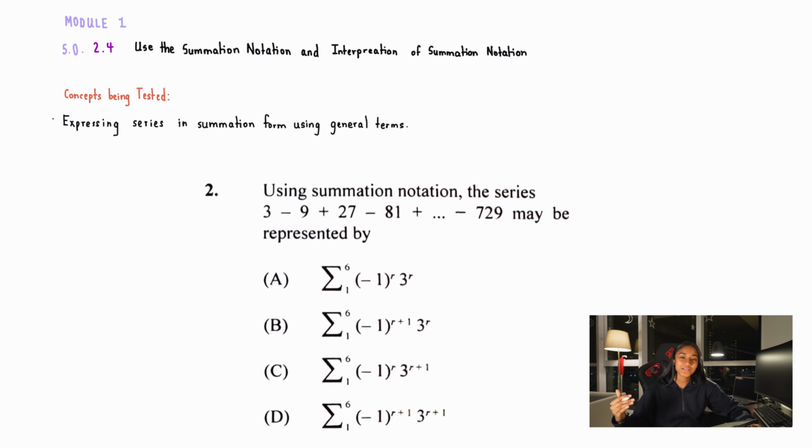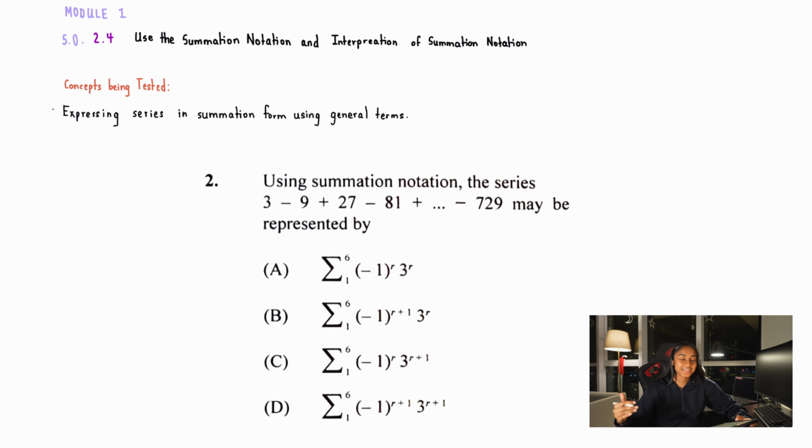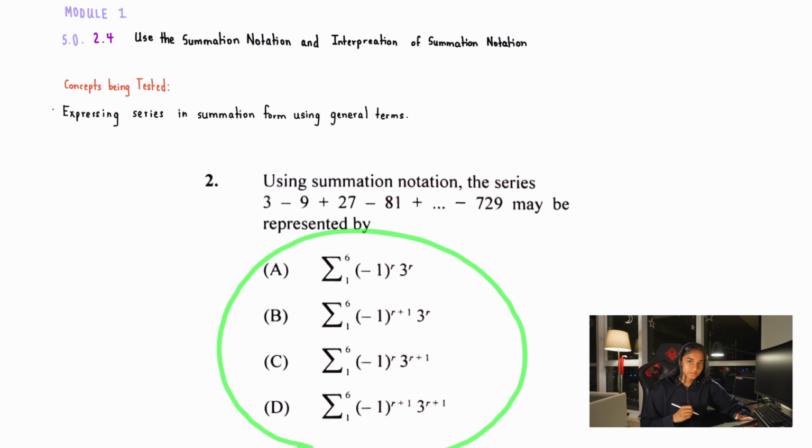Question 2 is all about the summation notation, as many of you may know it by the sigma notation, which is the Greek letter sigma, or others may know it as capital letter E. Okay, so what it means is the sum of. Okay, so using the summation notation, the series 3 minus 9 plus 27 minus 81 plus ellipses, which means all the way to minus 729, may be represented by one of these four options.